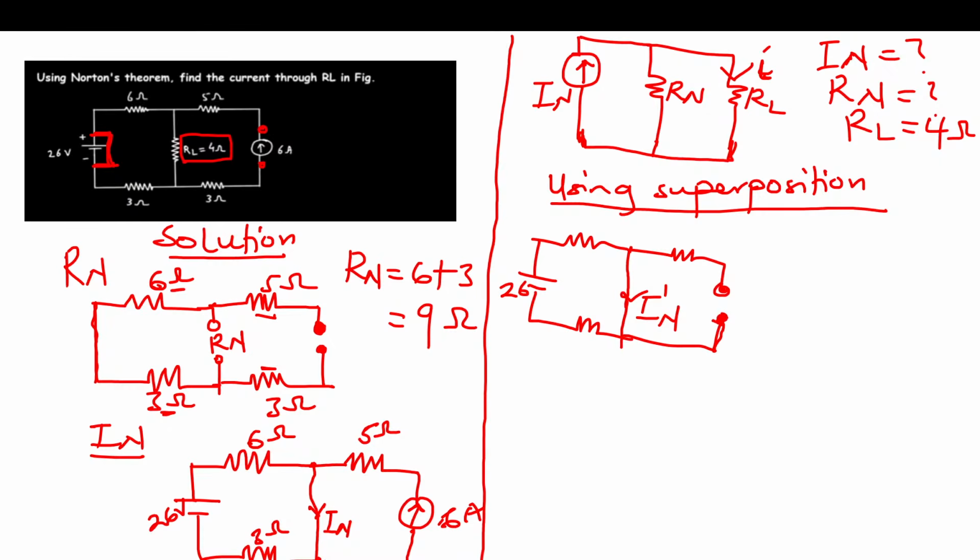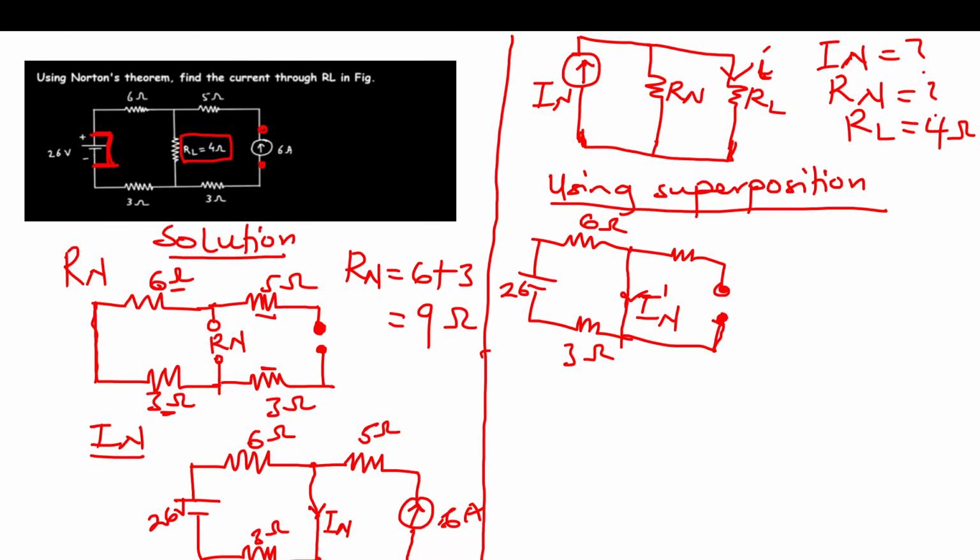Now I'm going to call this In prime, because that is the Norton's current when just the 26V is acting alone. So I can solve for In prime. After I'm done, I'm going to make the current source also act alone, and then find In prime prime, and then after I'm done, I'm going to add them together. So this is also 3 ohms.